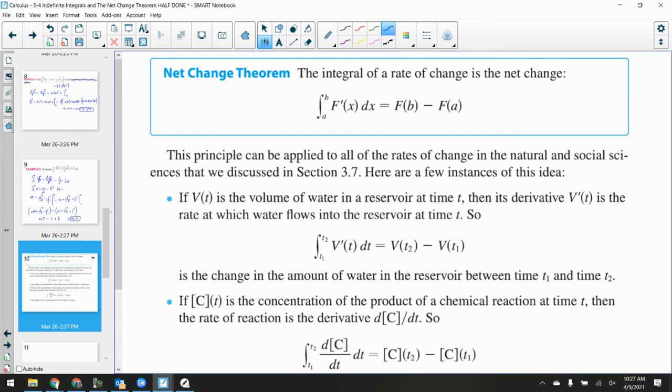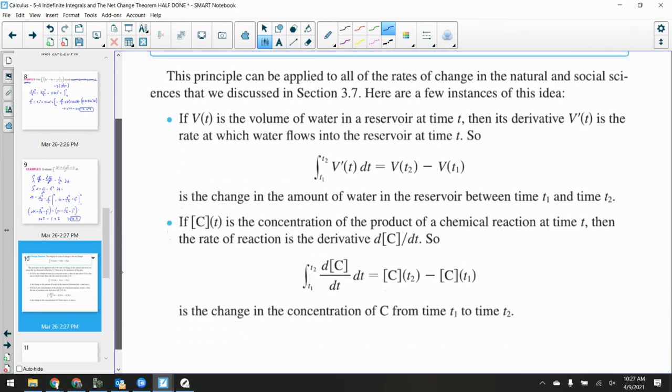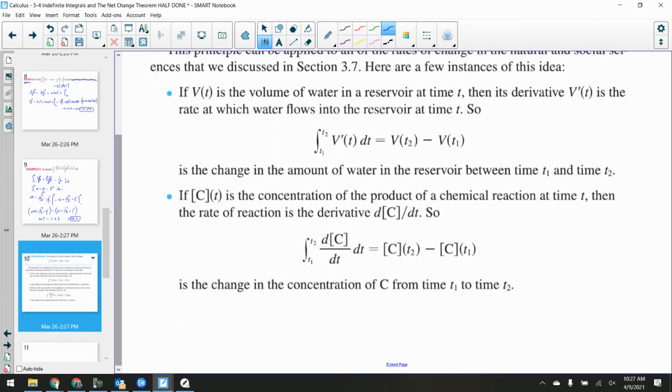This principle can be applied to all rates of change in natural and social sciences that we talked about in section 3.7, kind of didn't. Here are a few instances, and I'm just giving you ideas on where this can be applied. You don't necessarily have to write all this stuff down. I'm just showing you where this stuff can be applied. This isn't new material. This is just application of what we've been learning.